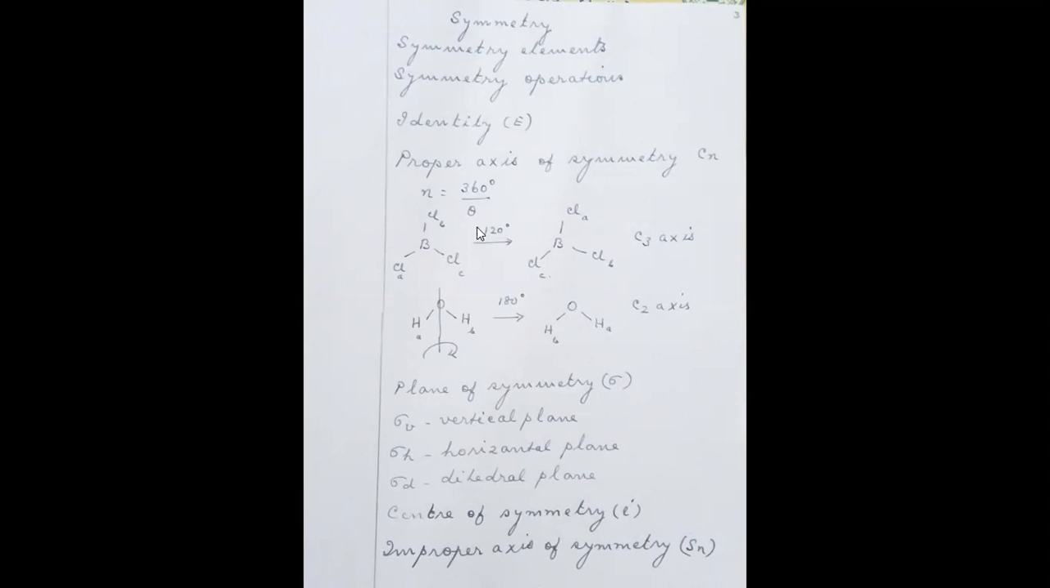As 120 is the minimum degree to be rotated to get the first identical configuration, the n, which is called the order of the proper axis of symmetry, is equal to 360 divided by theta, where theta is the minimum angle to be rotated to get the first identical configuration. So 360 degree divided by theta. So 360 divided by 120, you will be getting 3. So this axis is called C3 axis. So this is the proper axis of symmetry.